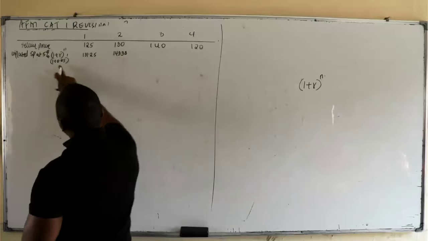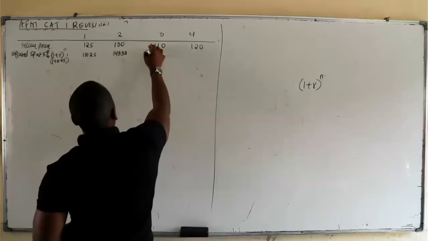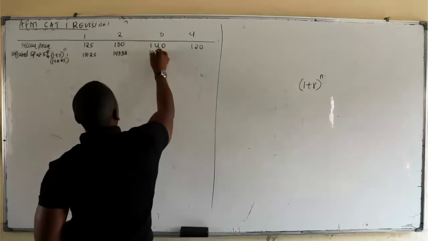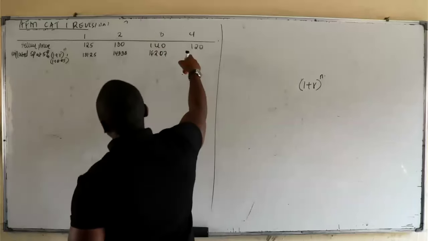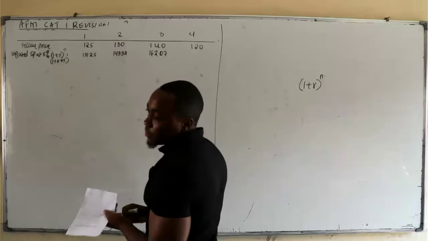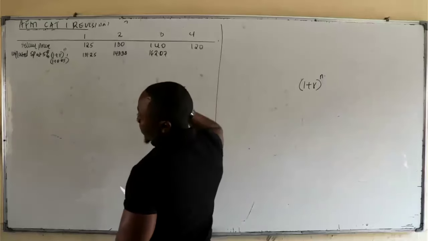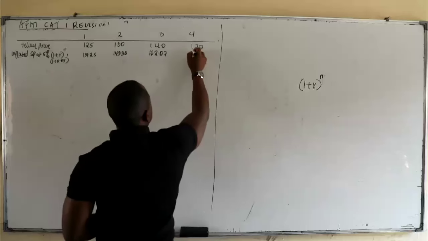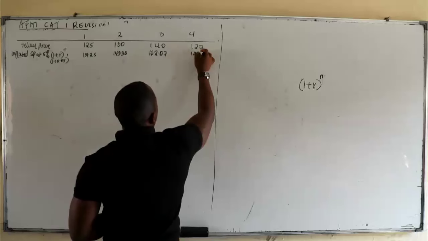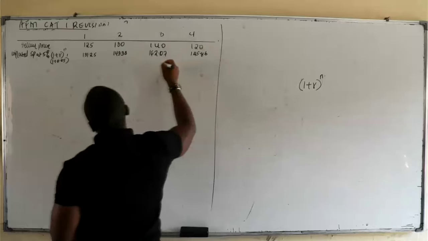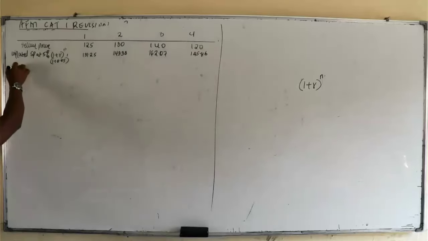So the third one, you take 1.05 raised to power 3, then you multiply by 140, and you get 162.07. Year 4, you take 1.05 raised to power 4, and you multiply by 120. You get 145.86.